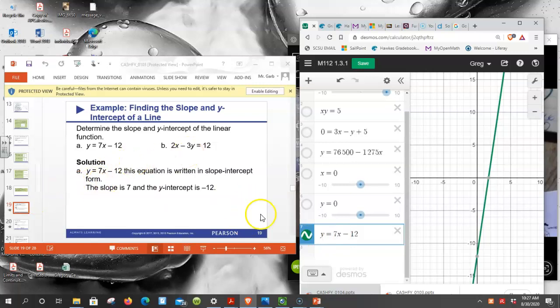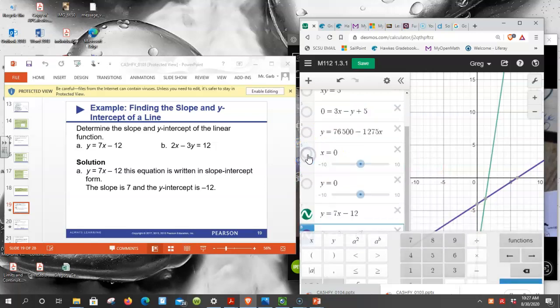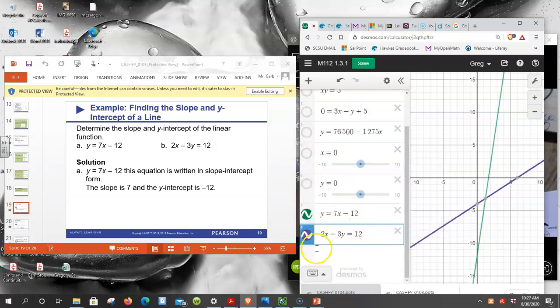Now in this case, we don't have a slope, right? It says 2x minus 3y equals 12. Now in that case, it doesn't say y equals, so you're going to want to solve this for y. Subtract 2x from both sides and then divide by negative 3. It's going to be 2/3. But let's say we didn't know that.